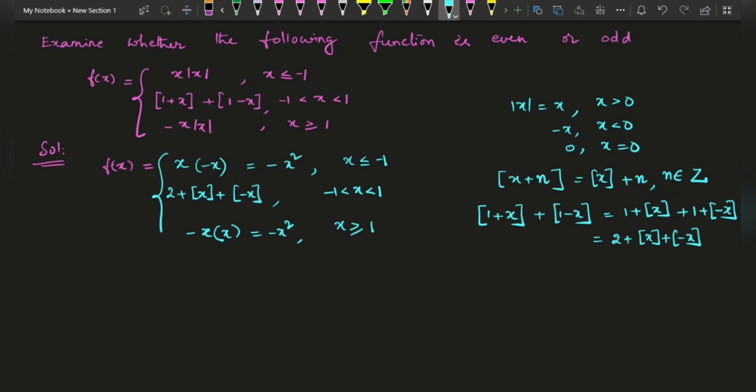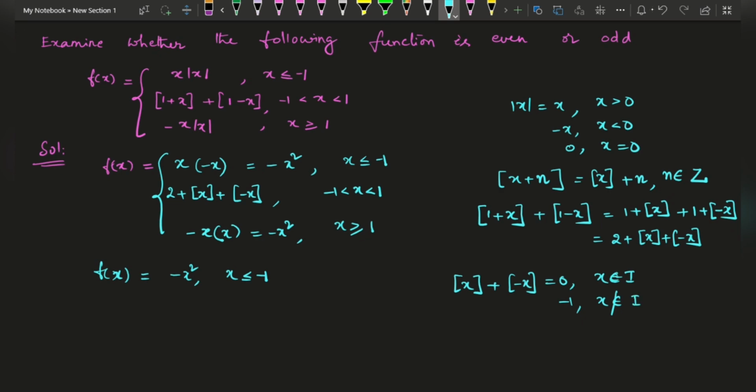Now I am going to rewrite it. Now f of x can be written as, this is minus x square whenever x is less than or equal to minus 1. Now do you remember this property? Integral part of x plus integral part of minus x is equal to 0 if x is an integer, minus 1 if x is a non-integer.